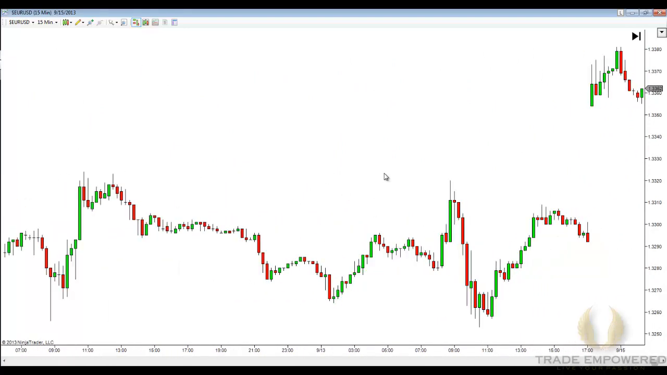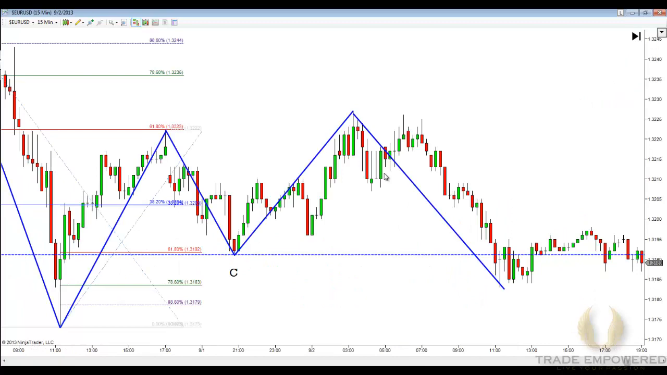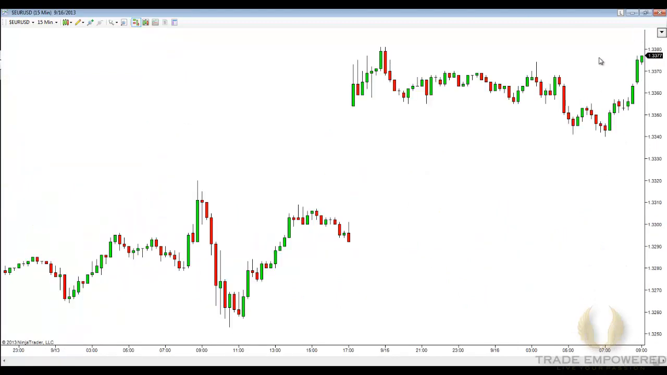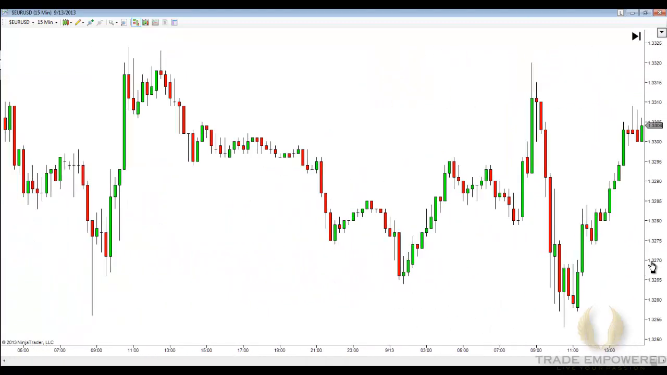Yep, looks like a bat. Maybe not the best looking one. Let me go back. All right, let's see if this one works. We have our initial impulse leg or anchor leg, swing high to swing low. It's a little choppy in here, but you can see this is still the same move.